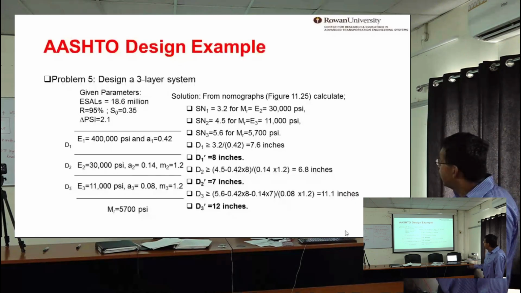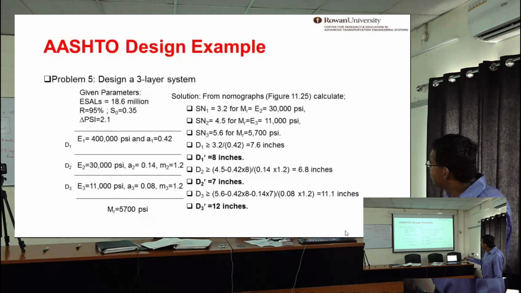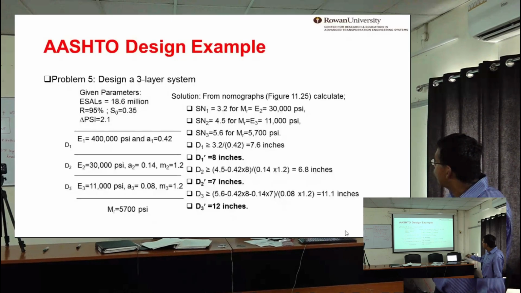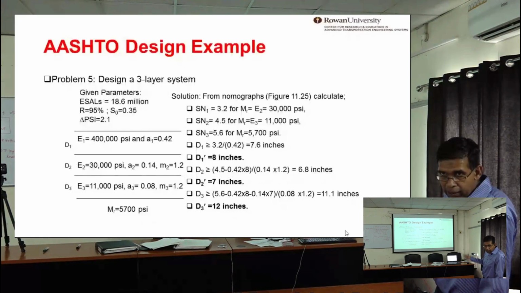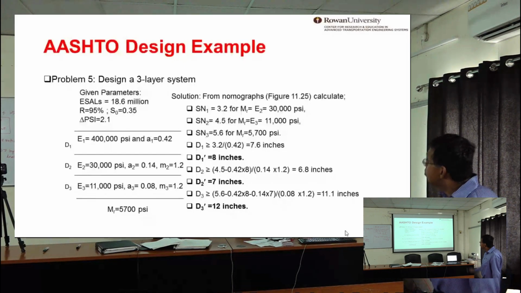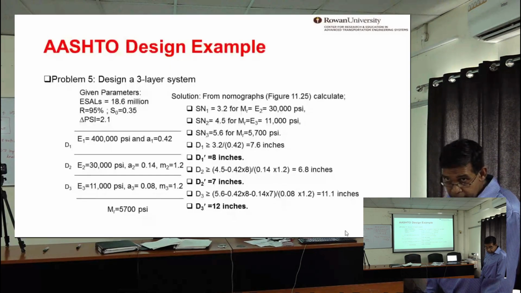Then I go to the bottom. A 5.6 is required to protect the 5700, and I do the math: minus 0.42 times 8, minus 0.14 times 7, and I'll get 11.1 inches. I can do 11.5. I did 12, but I can do 11.5 inches. That will be your final answer for these conditions.